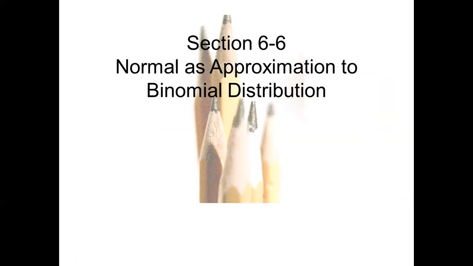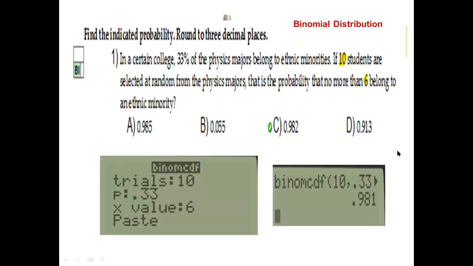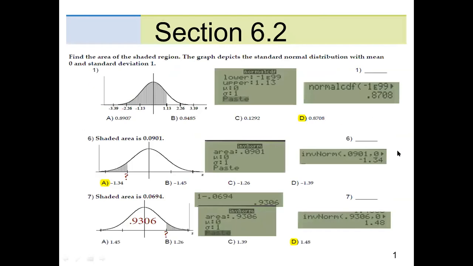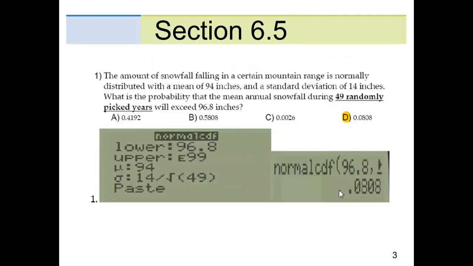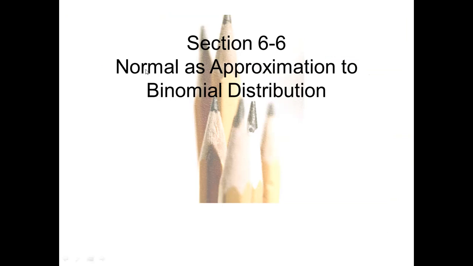We're still going to be finding areas to the left and areas to the right and areas in the middle. There is no inverse norm in 6.6. There's enough to do just with what we're going to do. Here's the deal. It says normal as an approximation to binomial. Well, normal is this normal curve that we've been drawing, this bell curve.